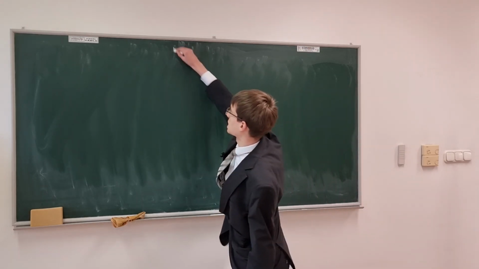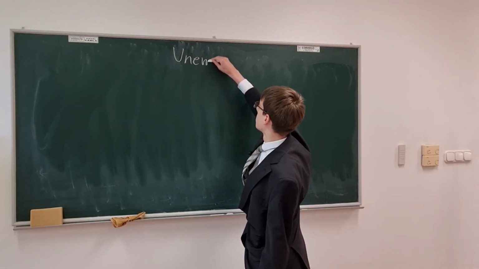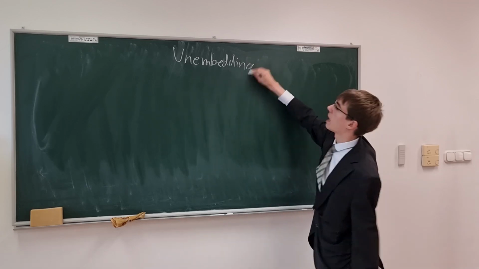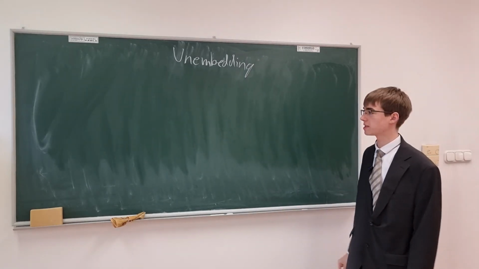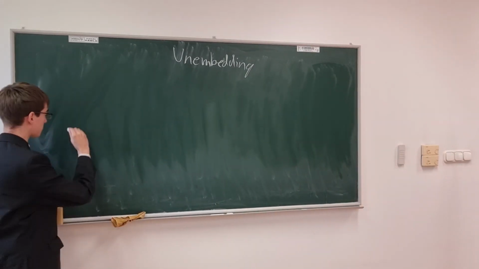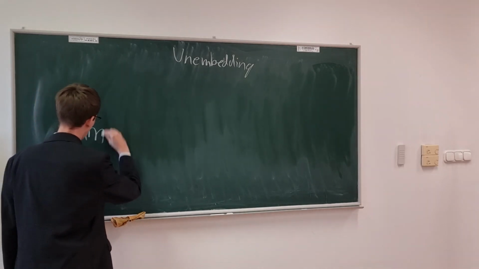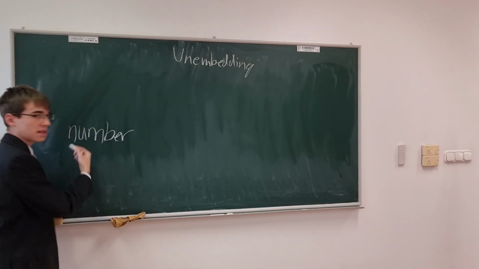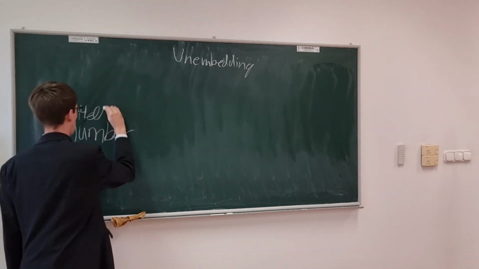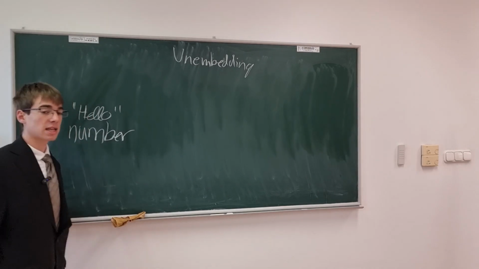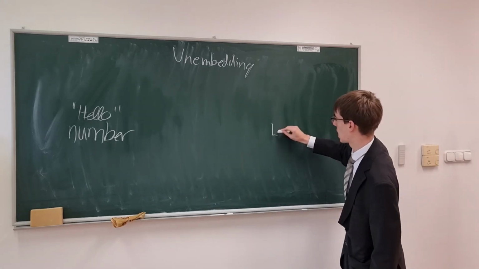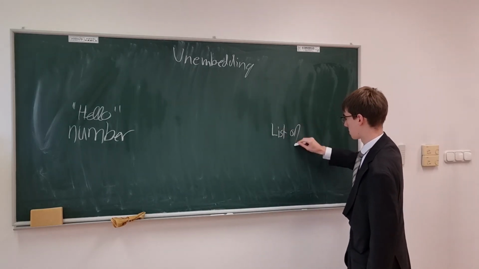Okay, so what is unembedding? Well, embedding was the process of taking a number representing a word. So let's say this number represents hello. And then assigning a meaning to this word, which is described by a list of numbers.